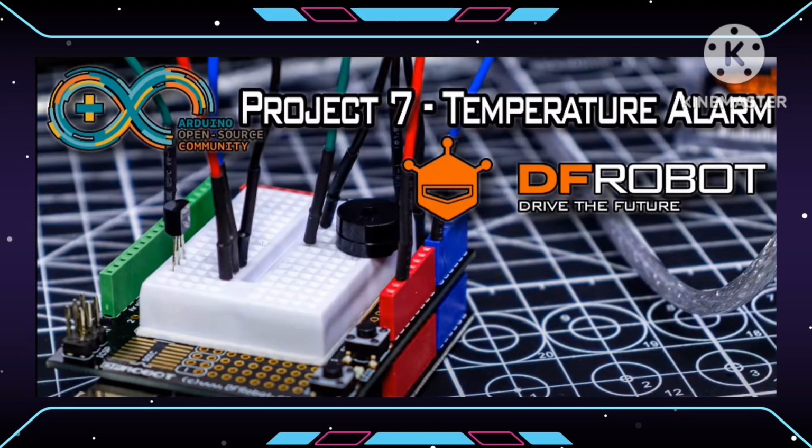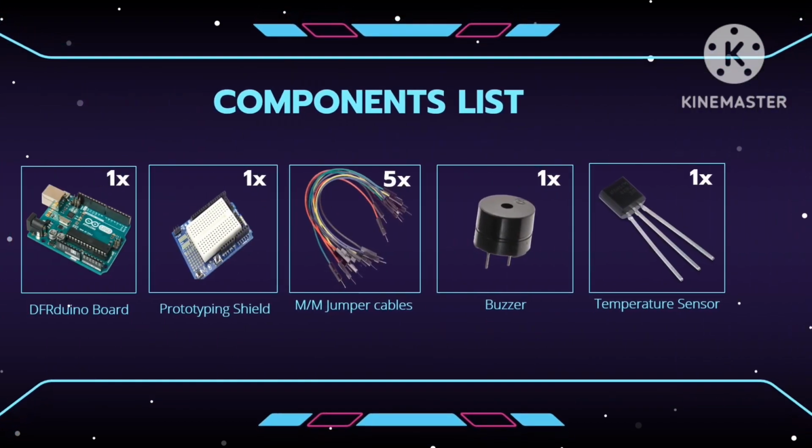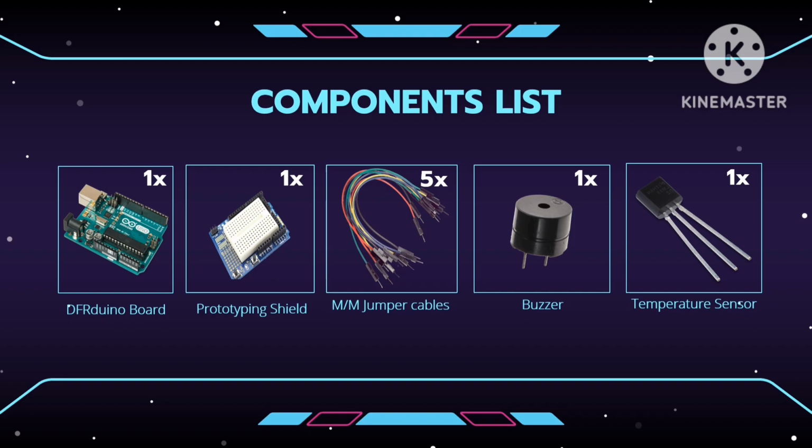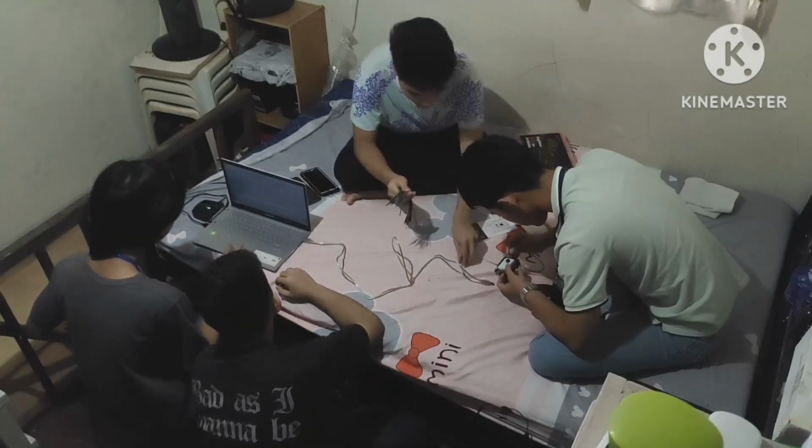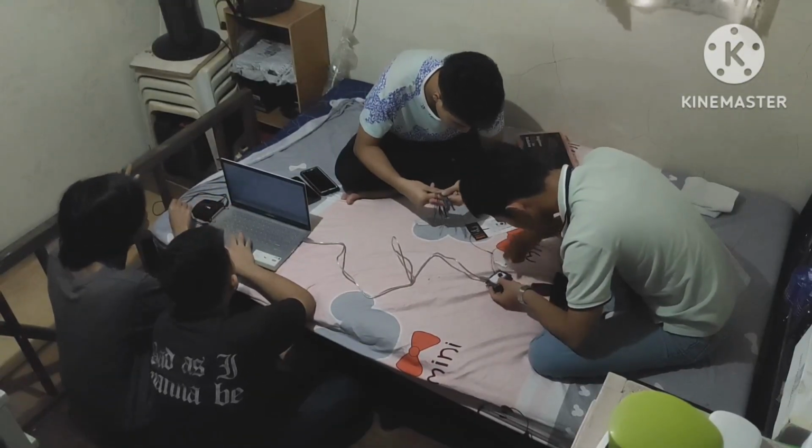In this Arduino Project 7 temperature alarm, we'll be exploring how to create a temperature alarm system using an Arduino board. This project will help us understand how to monitor temperature and trigger an alarm when it exceeds a specific set temperature. For this project, we'll be using the following components: DF Arduino board, prototyping shield, male-to-male jumper cables, buzzer, and temperature sensor. So this is the process of our project number 7.